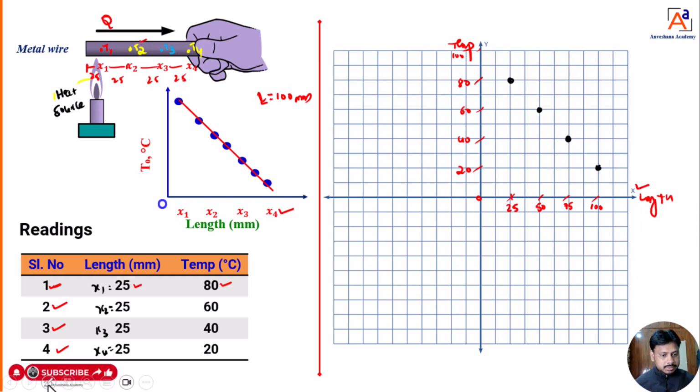Okay, then what I will do, dear students, I am going to draw a line. That line you can see here. This is a straight line. I am just drawing roughly. It is a straight line. So I am going to get a straight line.